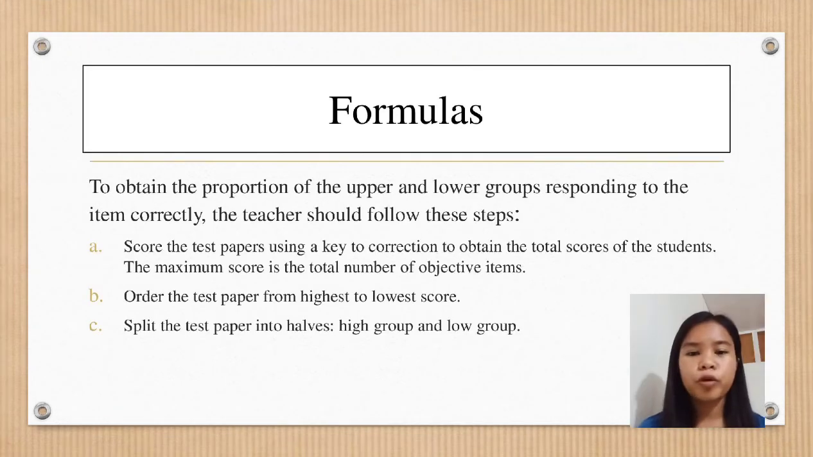To obtain the proportion of the upper and lower groups responding to the item correctly, the teacher should follow these steps. Letter A, score the test papers using correction for guessing to obtain the total scores of the students. Maximum score is the total number of objective items. Letter B, order the test papers from highest to lowest score. C, split the test papers into halves, high group and low group.